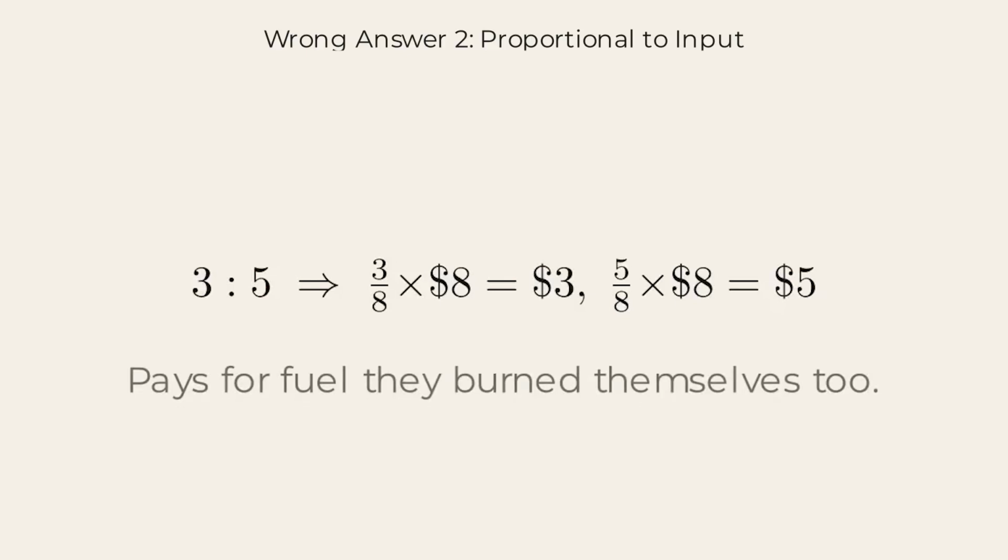This method pays Emma and Lucas for every single log they brought, including the logs that they themselves burned. Emma burned some of those 3 logs cooking her own meals. Lucas burned some of his 5 cooking his. Why should Sophia pay them back for fuel that warmed their own food?